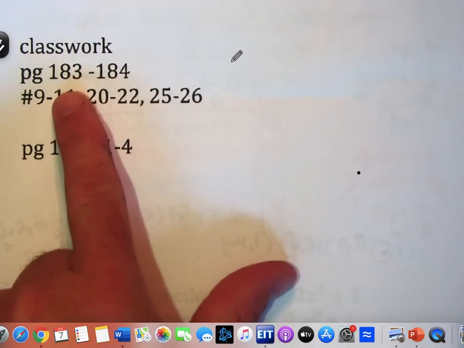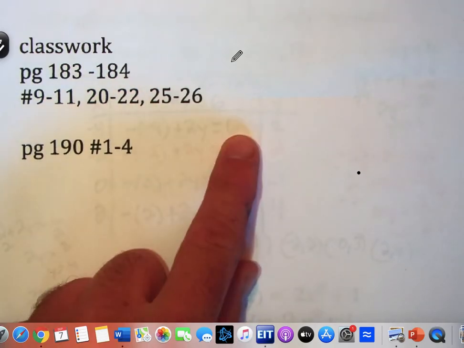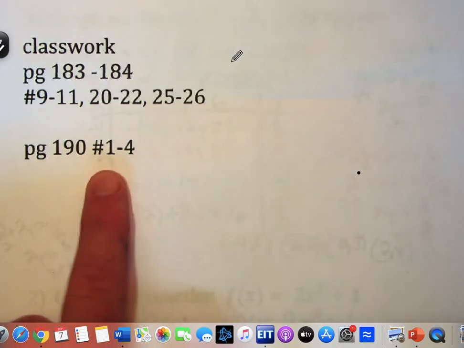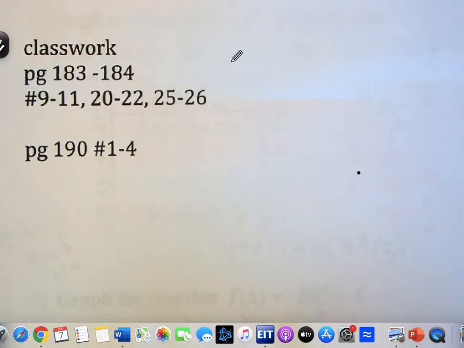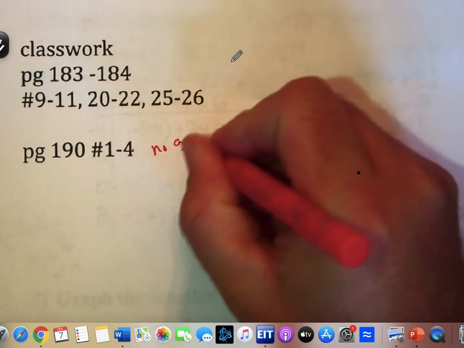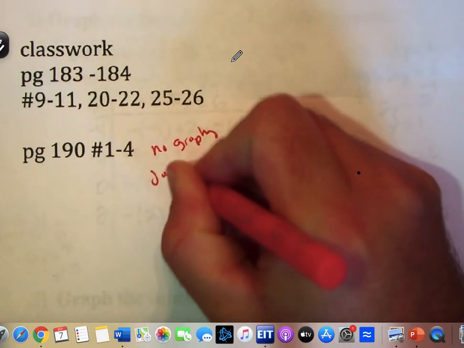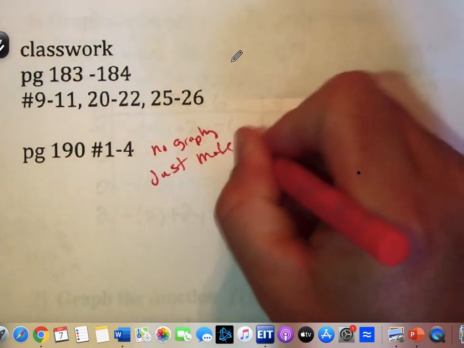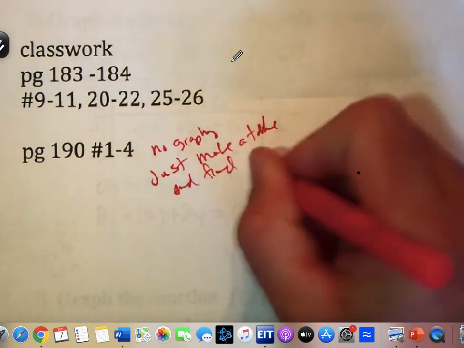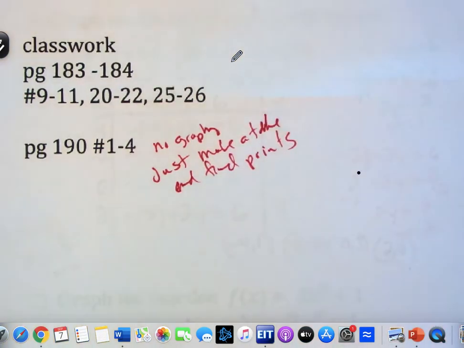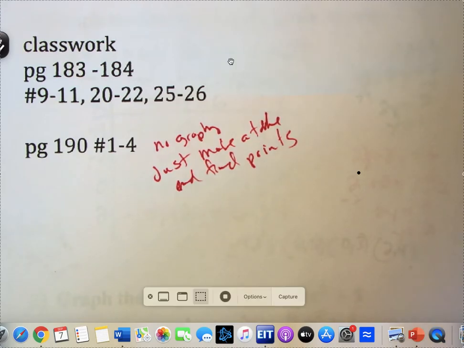Our classwork, 183, 184, you're going to be practicing this. And then you're going to go to page 190 and do numbers 1 through 4. But for this one, you don't have to graph. No graphing. Just make a table and find points. Okay, so we'll go over the answers to that after tomorrow. But for now, there's your classwork, and I'll see you tomorrow.